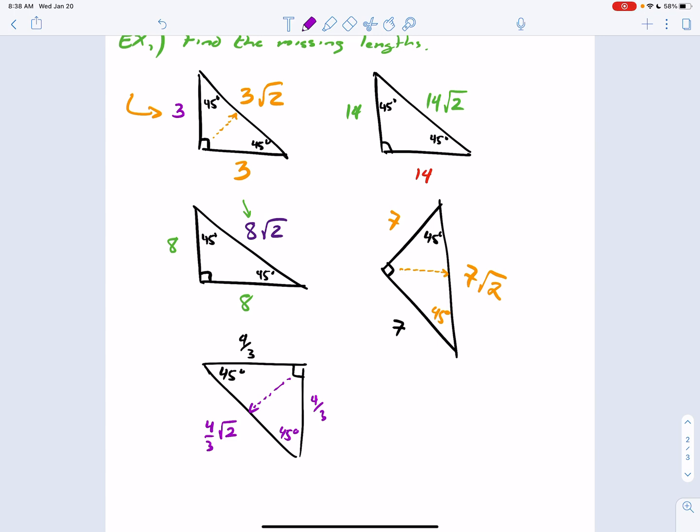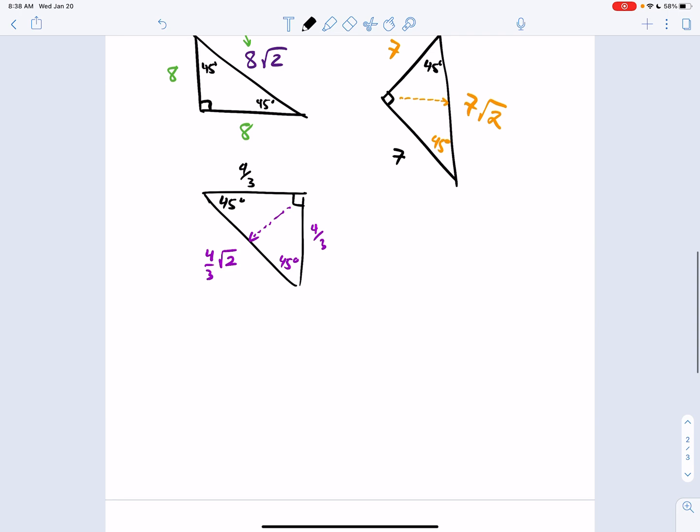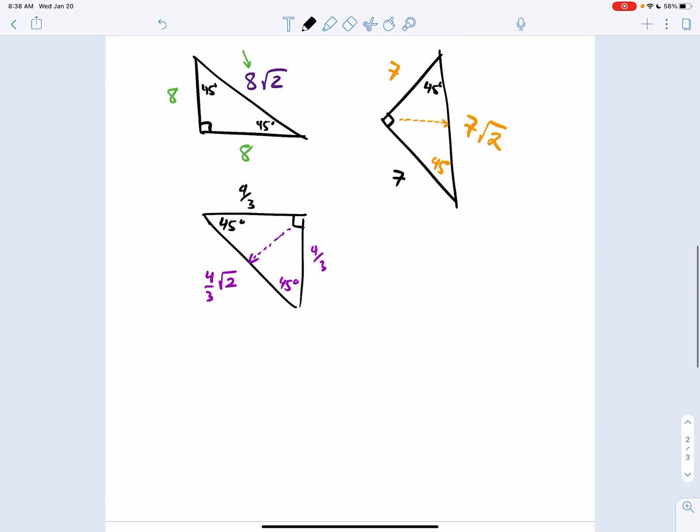Okay, and if you're saying to yourself that this is easy because you're just looking at it, it really is that easy. Okay, now I'm going to show you one problem where it requires a little bit of thought. Okay, so I'll draw this one a little bit larger.